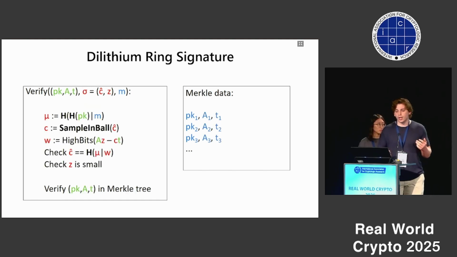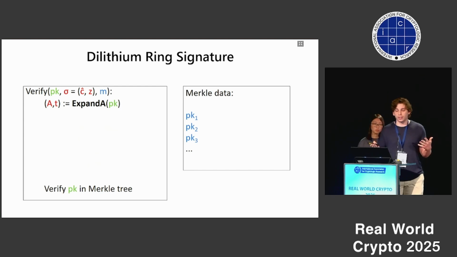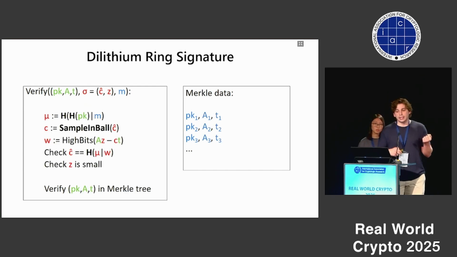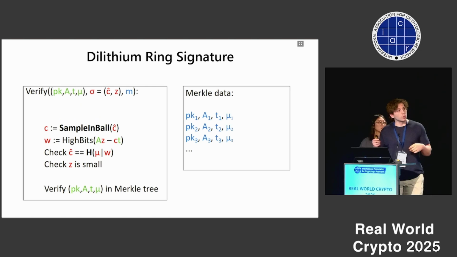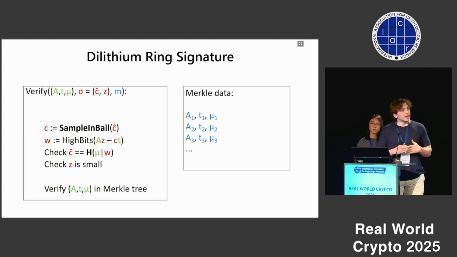And so you could run expand A for every public key in the ring, and then just verify that the expanded public key is in the Merkle tree. If we do that, we immediately can remove the expand A call, and then we can note that the hashes that are used to generate mu have inputs that are either in the Merkle tree or are public. So we can similarly move that hashing outside of the circuit. And as long as the ring size is not very, very large, this is almost always worth it. Once we've done this, we can also get rid of the public key because we don't use it anymore.